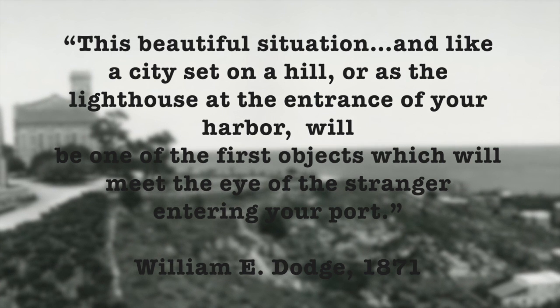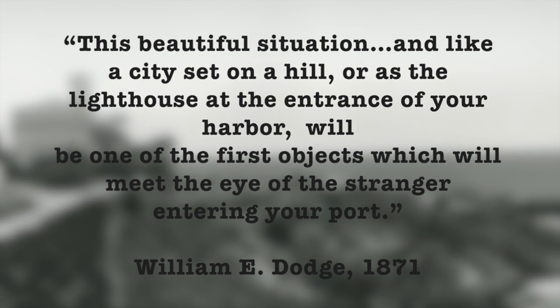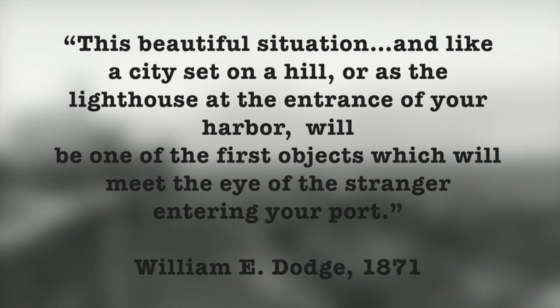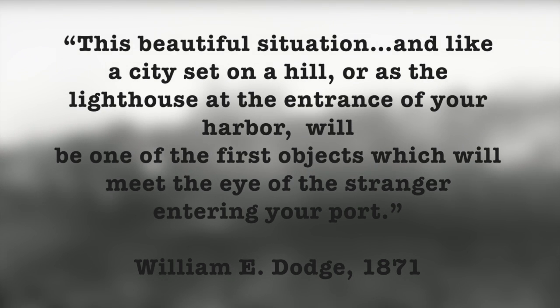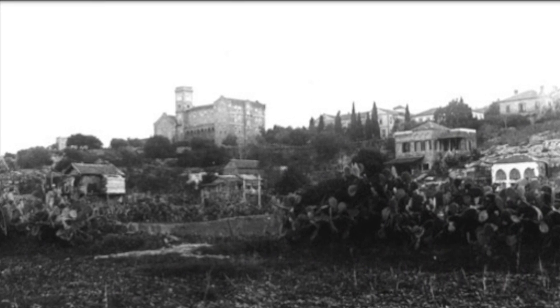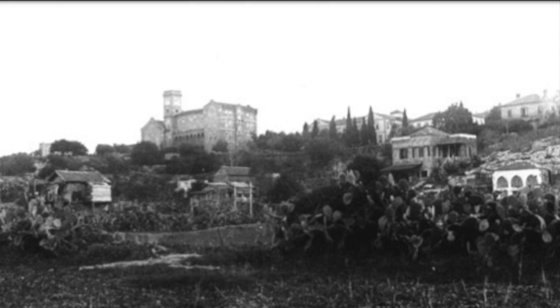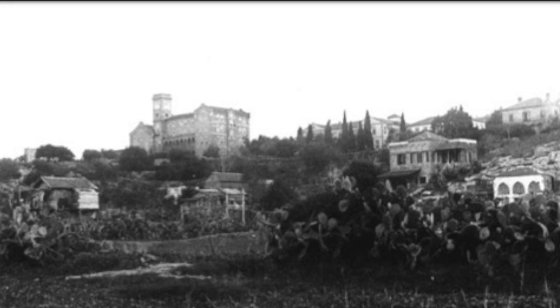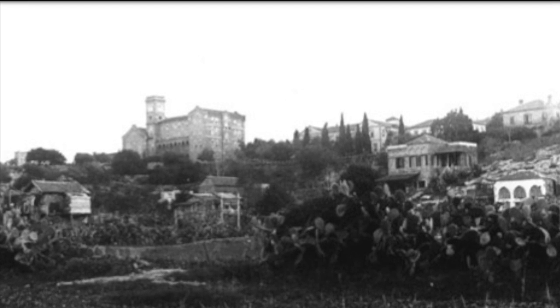The first SPC building to establish the line of red roof sandstone structures along the upper ridge of Ras Beirut was College Hall. And in his cornerstone laying speech in December of 1871, William Dodge of New York referred to, quote, "this beautiful situation on which to build the campus." He described his first building as one of, quote, "commanding proportions in accordance with plans designed by an eminent American architect, and like a city set upon a hill, or as a lighthouse at the entrance of your harbor, will be one of the first objects which will meet the eye of the stranger entering your port," unquote. So again, the metaphors of city and lighthouse standing for this idea of self-righteous enlightenment and leadership were immediately made relevant to the landscape of Ras Beirut.